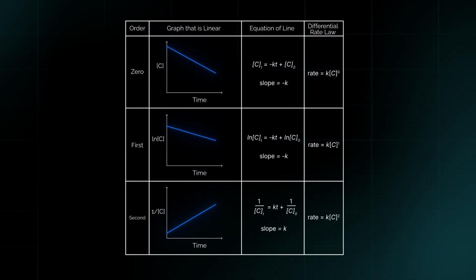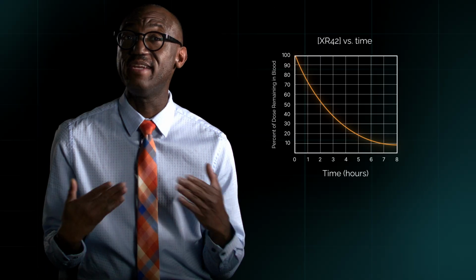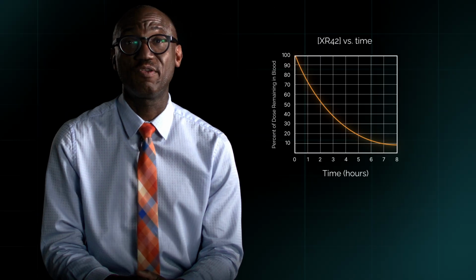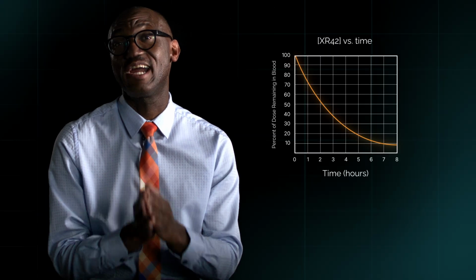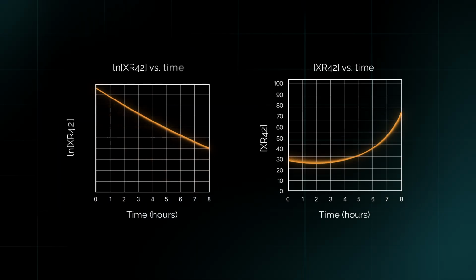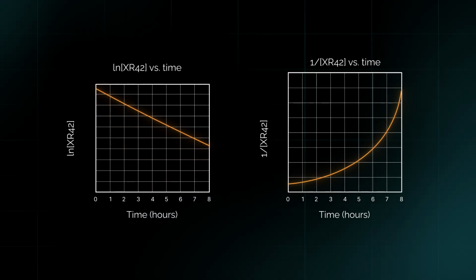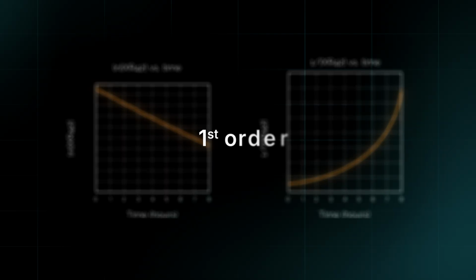Let's apply this to a test trial of a new medication, XR42. The initial data suggests it could be either first or second order. To confirm, we graph both the natural log and the inverse of concentration versus time graphs. Since the natural log of concentration versus time plot is the most linear, we conclude that XR42 follows a first-order reaction.